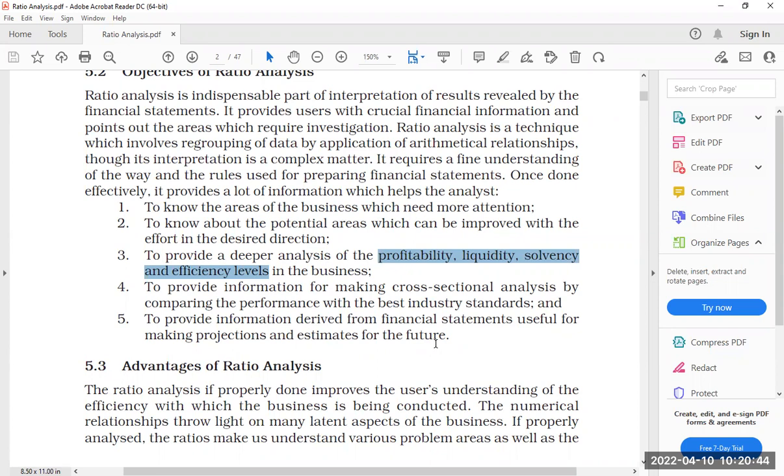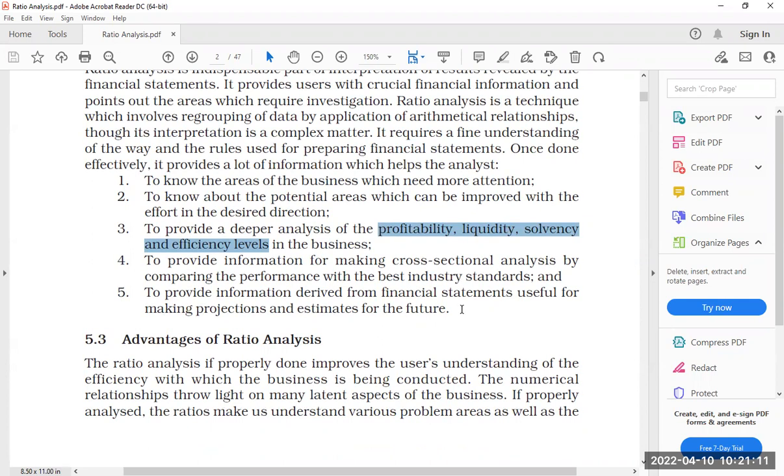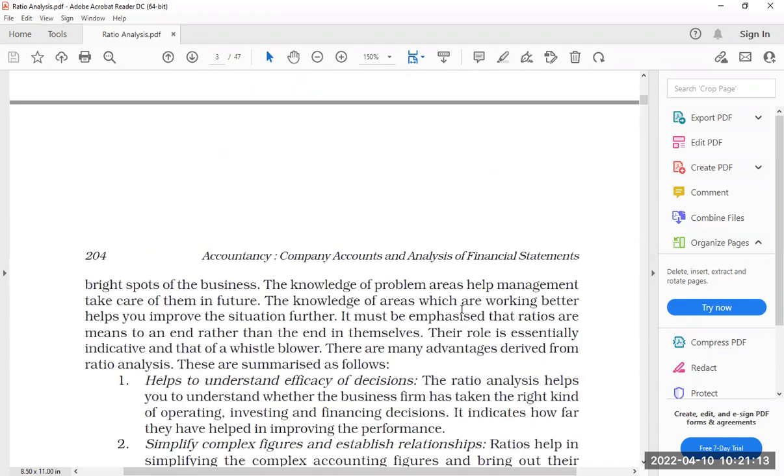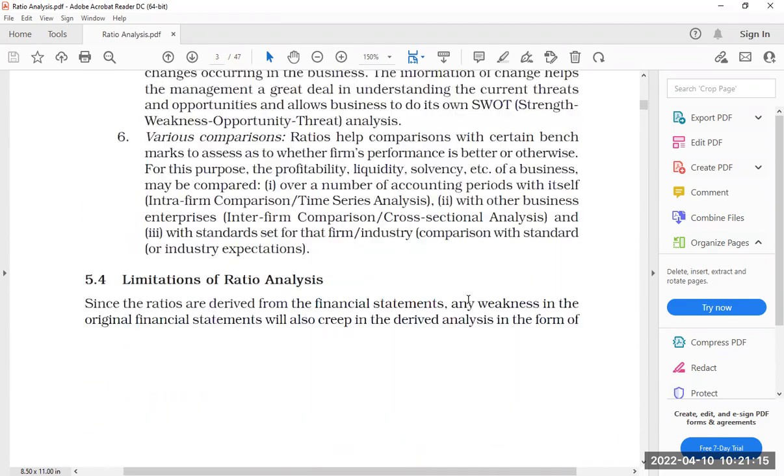And efficiency. Efficiency means your profitability. I mean, how efficiently you are using your assets in generating income. That's called efficiency. So these are the things that are going to be analyzed in detail. Then, to provide information for cross-sectional analysis, production to marketing, marketing to finance, HR to finance, such kinds of decisions you can take easily based on ratio analysis. Okay, there are so many theories, you can read them later. All these things will repeat.